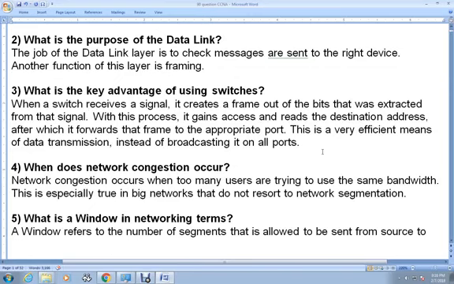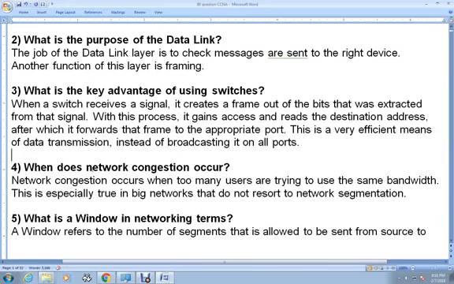The main function of the switch, or the advantage, is that this is a very efficient means of data transmission. Instead of broadcasting to all ports, it will not send to all ports, it will send to only one.